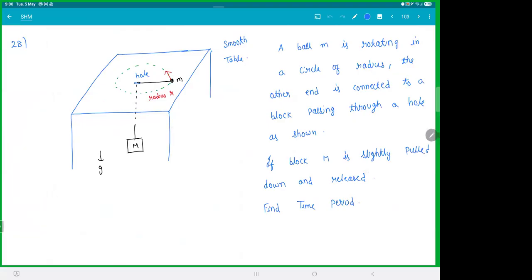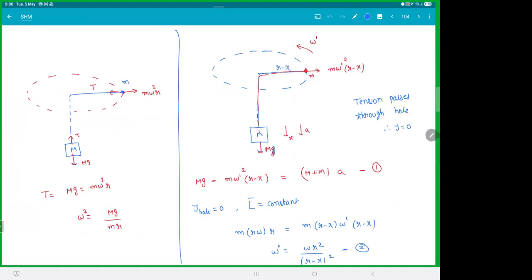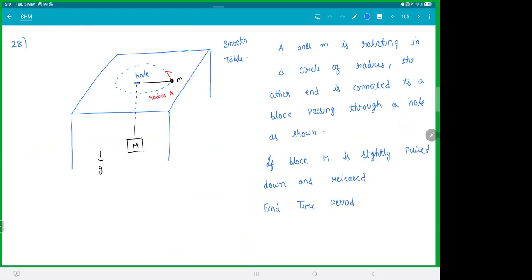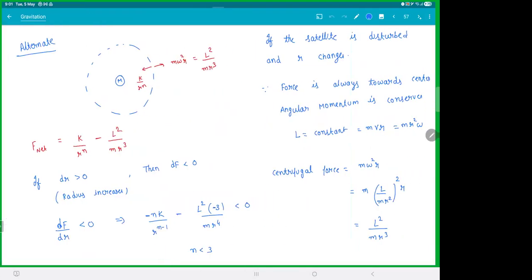There was a particle going on a circle on a table and there was a block attached. When you displace the particle, what happened? The angular momentum remained constant. Then what did you do? You wrote the centrifugal force m omega dash square r minus x like this. You did that exact same thing. And then we did all these things, and this is what we proved actually. And we said this particle actually is going in a circular motion with a small oscillation. This is the exact same problem that I said right now. This and that are really connected. I'll put it down, page 2103 SHM. You should be able to connect these two things.